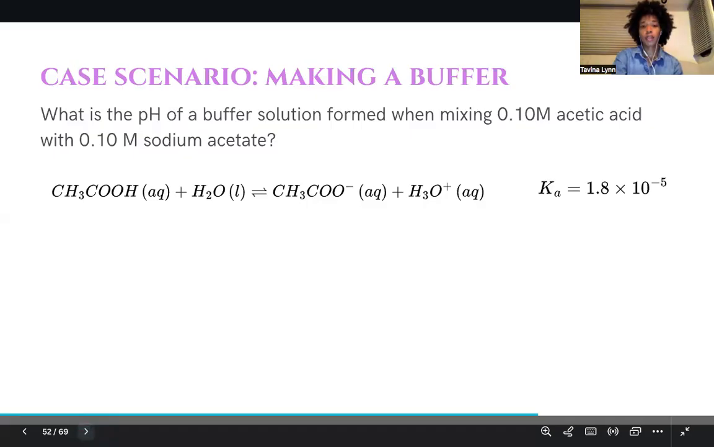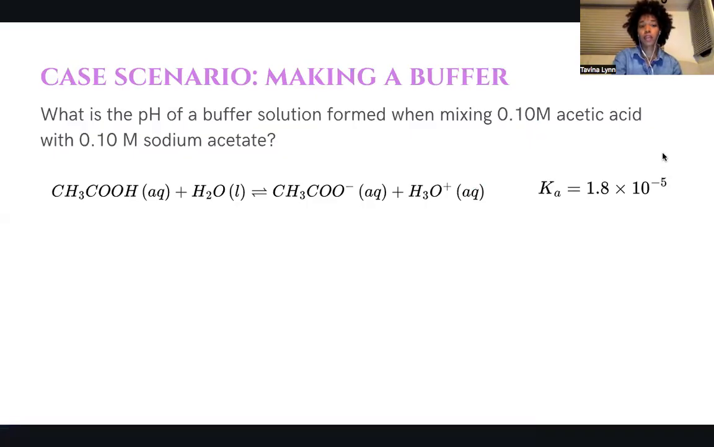So here's an example of a buffer that's made with acetic acid and sodium acetate, and we want to calculate the pH of this buffer solution. So if we mixed equal molar amounts, 0.10 molarity of acetic acid and sodium acetate, what is its pH? So here is our hydrolysis reaction. Acetic acid interacting with water to form acetate and hydronium ions. This is our Ka for acetic acid.